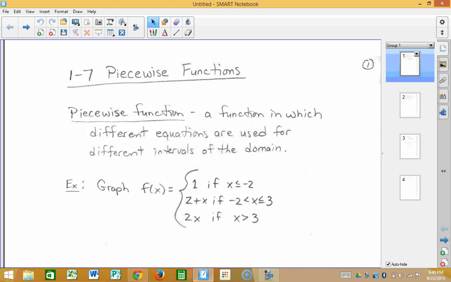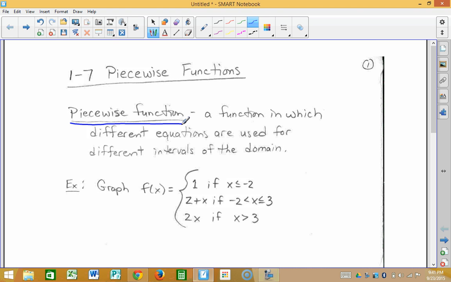Now in today's lesson, we are going to learn about piecewise functions, and a quick definition, as you can see right here in front of us. A piecewise function is a function in which different equations are used for different intervals of the domain. Okay, so that seems maybe a little bit confusing. Different equations are used for different intervals. So, what does that mean?